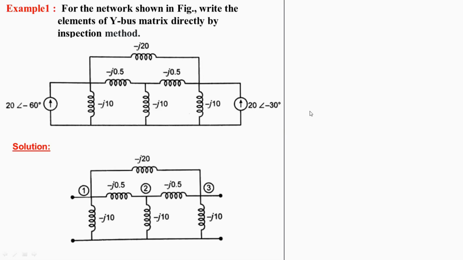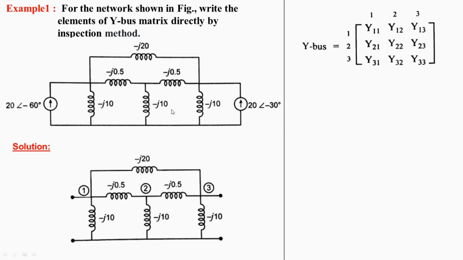The matrix is in the form Y bus, for a 3-bus system except the reference bus. So the Y bus matrix is in the form like this. We want to calculate these diagonal elements and the off diagonal elements. First of all, I am going to calculate the diagonal elements. First diagonal element Y11. What is Y11?